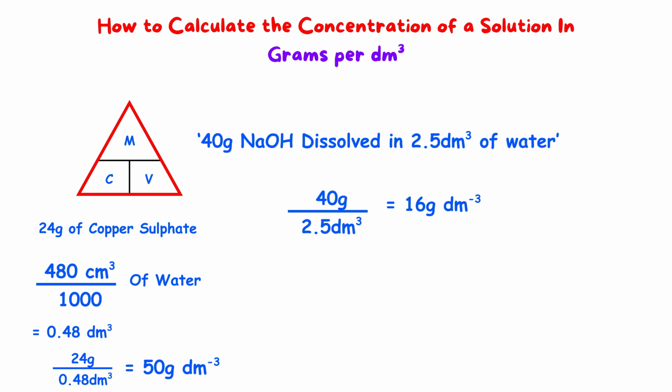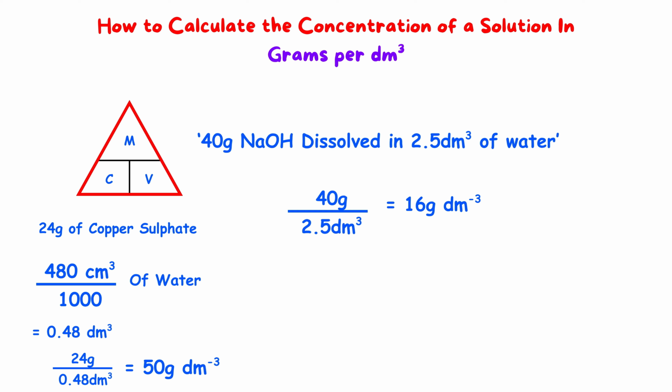To use the triangle, simply cover the part you want to find and read off what to do with the other two. For example, if you want to find the concentration, you cover the letter C, and that leaves you with mass over volume. If you are looking for mass, you cover the M and do concentration multiplied by volume. Lastly, to find volume, you cover the V and do mass divided by concentration. Let us apply this with a few examples.